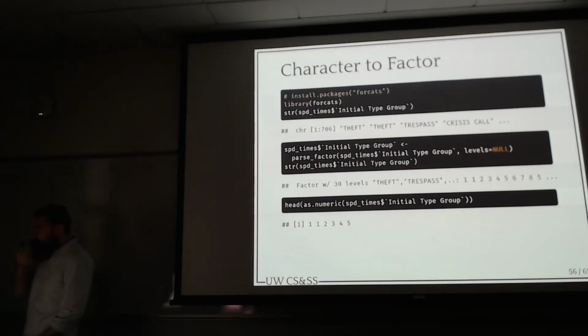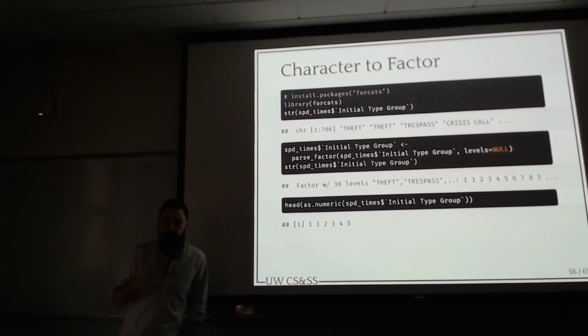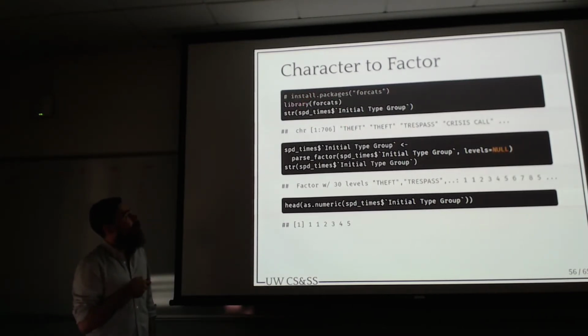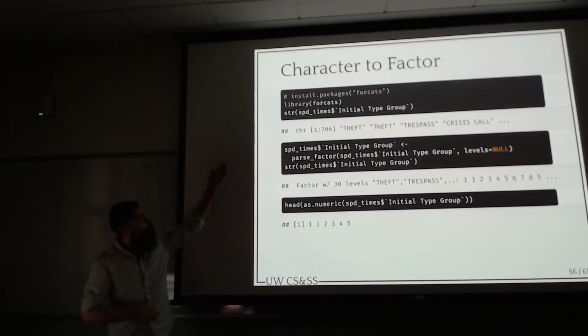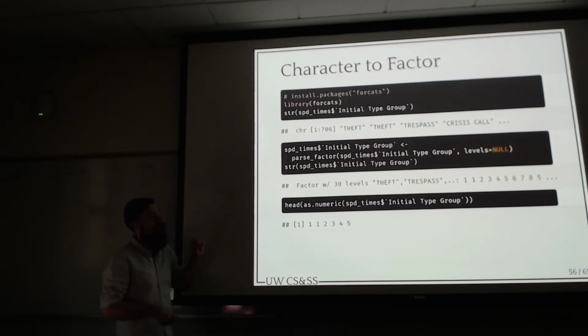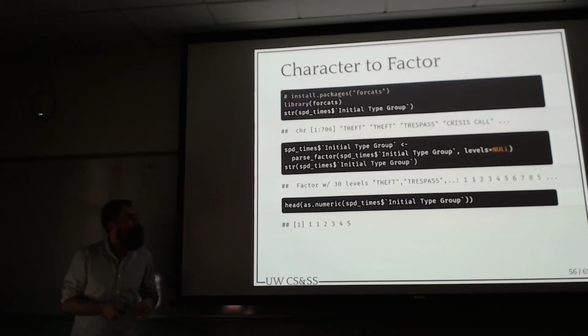Okay, so one thing we might want to do is convert some character column to factor data. So I load up the library for cats. I look at this particular character column that I have in here: things like theft, trespassing, crisis call. It's character data. I might want to modify the levels of this, so I'm going to convert it to a factor.